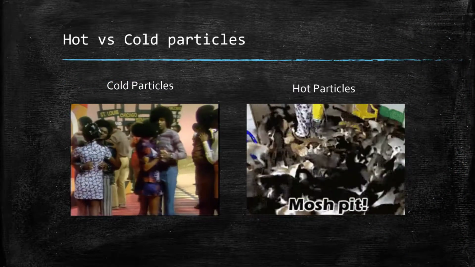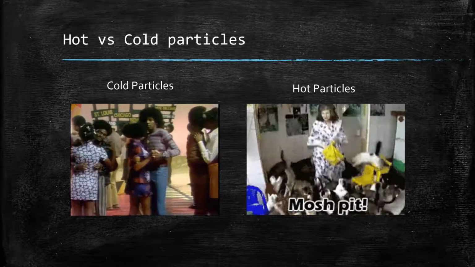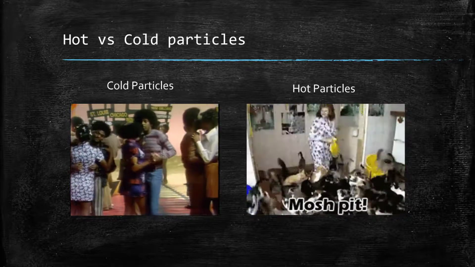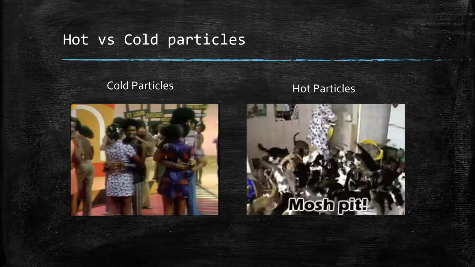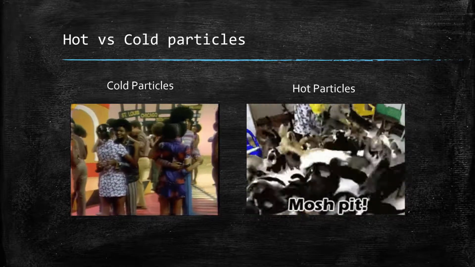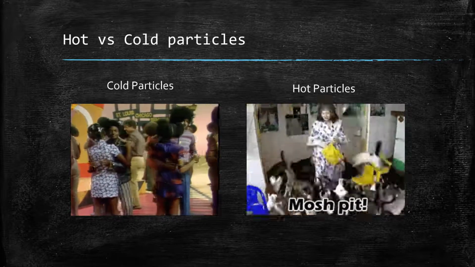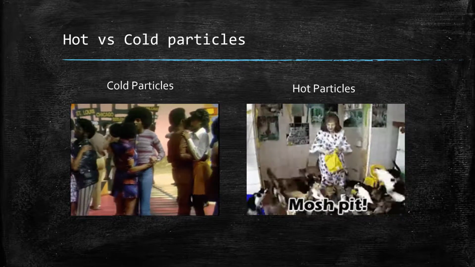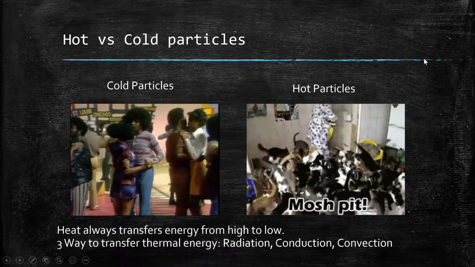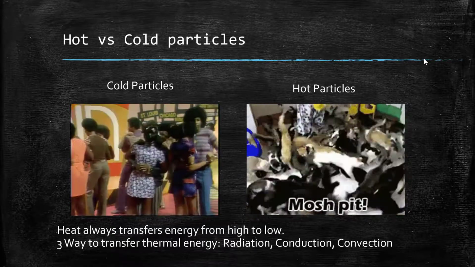If you want to view what thermal energy is, here's two little GIFs showing the example. Cold particles on the left, very cool, relaxed. They're not moving around a whole lot. Hot particles, on the other hand, are like those cats. They're just going nuts. There's a ton of energy there in their motion. So when you have a fever, the particles in your body are vibrating more than if they were at a normal temperature. And again, heat always travels from a place that has high thermal energy to low thermal energy.